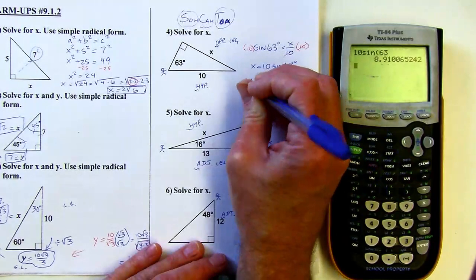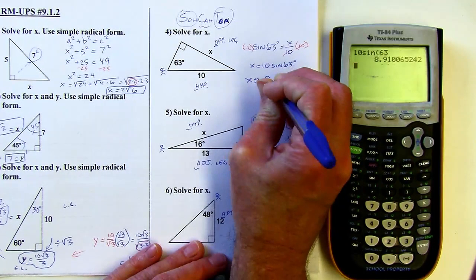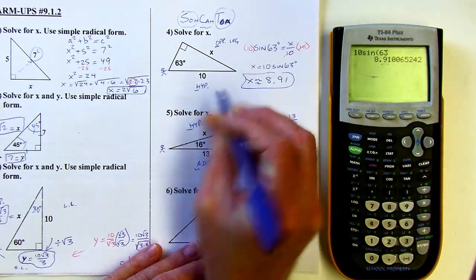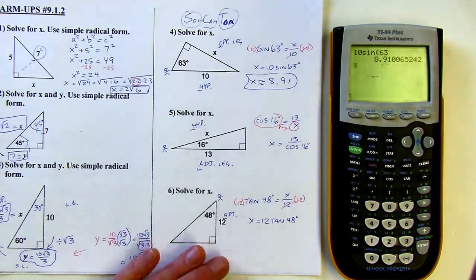I'm going to round these to the nearest hundredth. So this is about 8.91. And it makes sense. It's a little bit less than the hypotenuse, right? Hypotenuse should be the largest side.